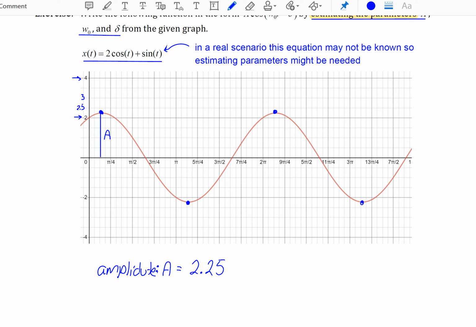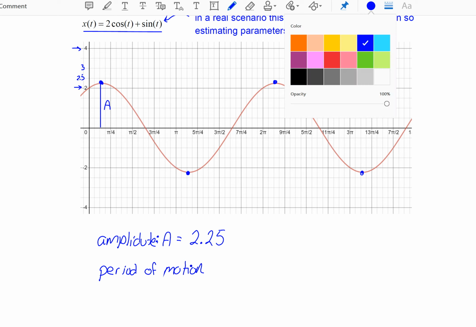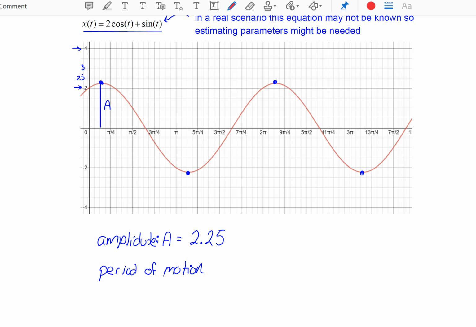That is your amplitude. The next thing we could probably estimate from our graph is what the period of motion is. Remember, the period of motion is the distance that it takes to see one oscillation. So it doesn't matter where you start your oscillation, but you could say if it goes from here to here, then your period is the horizontal length to see that one oscillation.